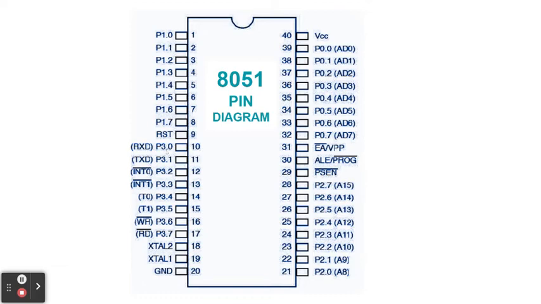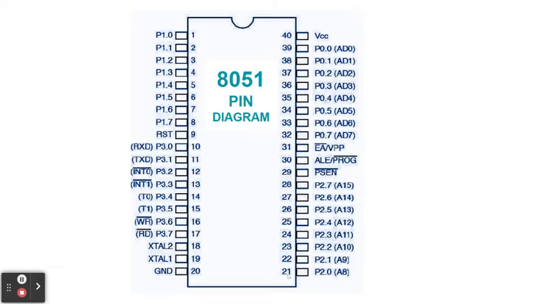So aside from being an input-output port, it can also have a third function: transmit, interrupt 0, interrupt 1, timer 0, timer 1, write, and read. For number 18 and 19, this refers to XTAL2 and XTAL1 respectively. And of course, we have the ground on number 20.